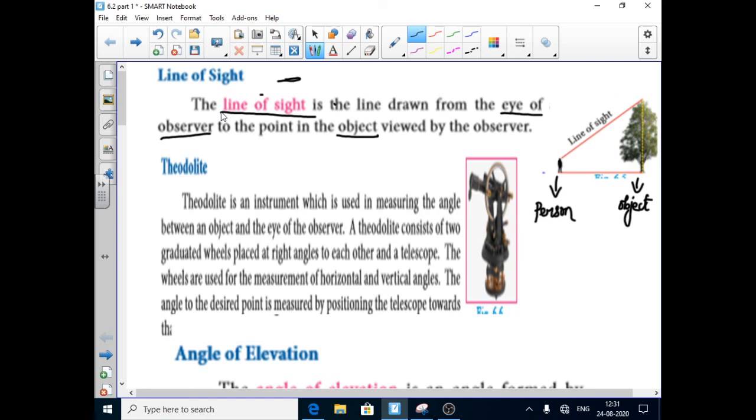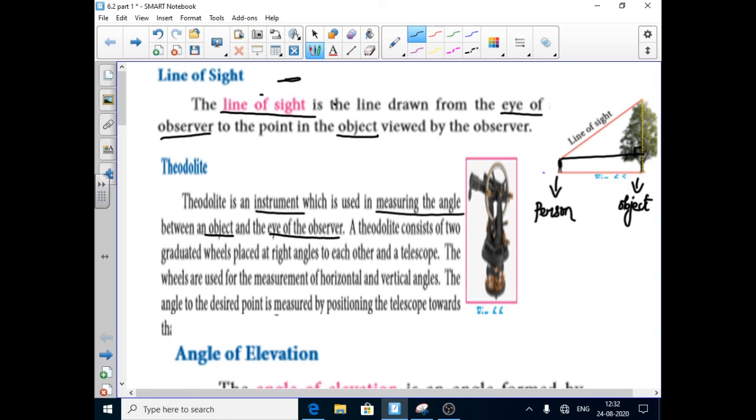This is the first one. We use it for angle of elevation and depression. This is the main thing. If we do like this, we will get one right angle triangle. Here we are going to use the right angle triangle, which means we can use trigonometric ratios and the Pythagoras theorem. Using this we have to find the height or distance. For this we use one instrument, the theodolite. It is an instrument used for measuring the angle between the object and the eye of the observer.